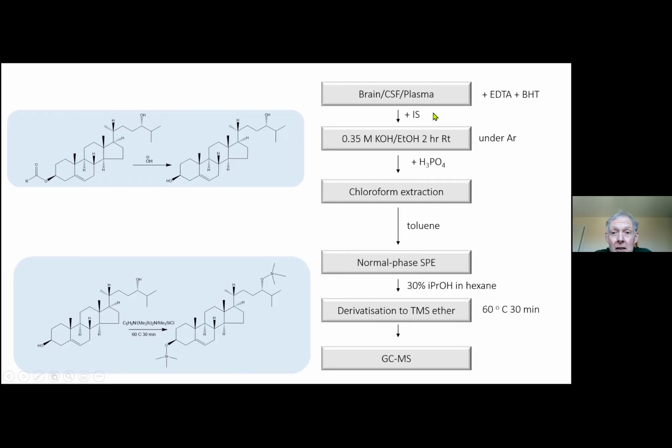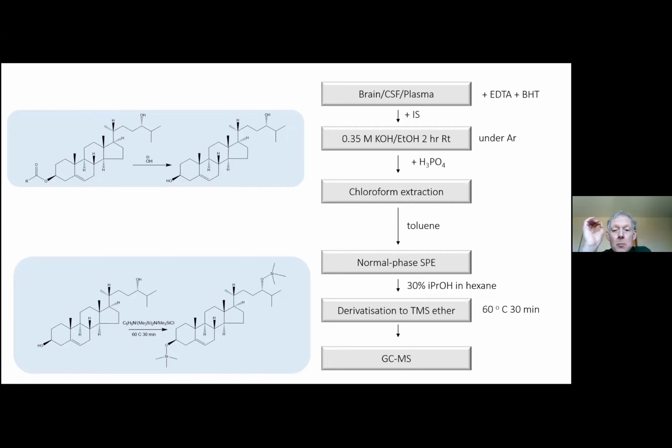Now, most of the oxysterols and sterols which are present in plasma or in CSF are present in the esterified form, esterified with fatty acids. So in a first step in this method, the esters are hydrolyzed by base. They use 0.35 molar potassium hydroxide in ethanol. This hydrolyzes the esters to give us the free oxysterols and free sterols. After 2 hours, they neutralize with phosphoric acid, then do an extraction into chloroform.